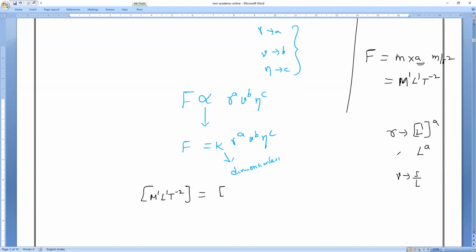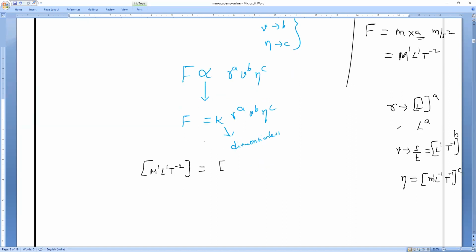Next, speed. Speed is equal to distance by time. Distance is L, so it is L T power minus 1, whole power B. Next, eta. Eta is equal to what? Last class only I taught you. Check your notebooks, everybody. Eta is M power 1, L power minus 1, T power minus 1. Understood, everybody?